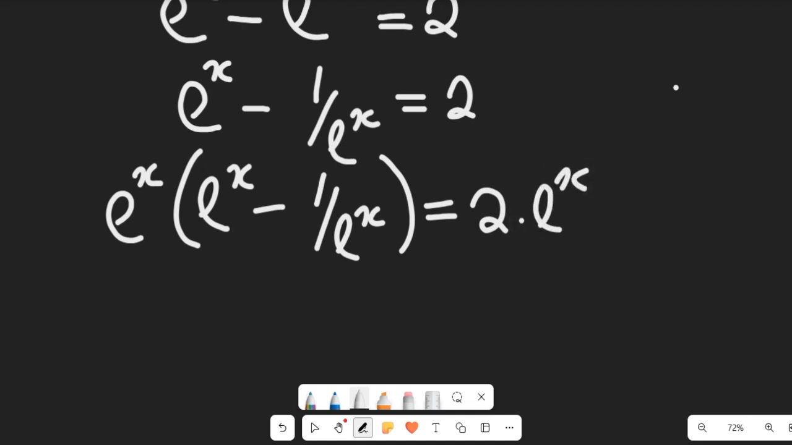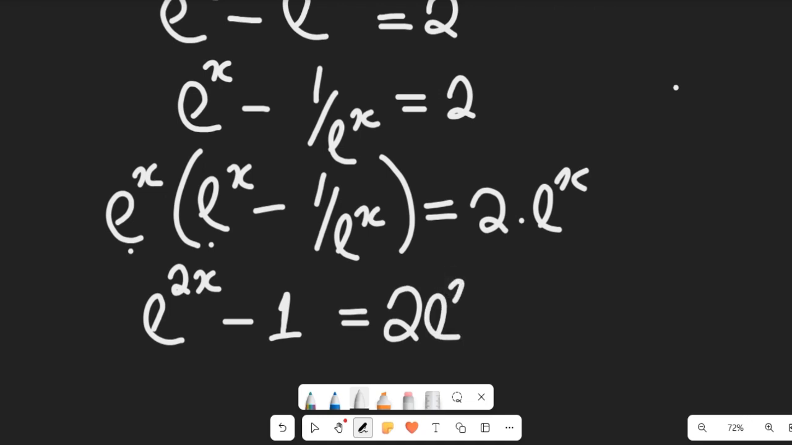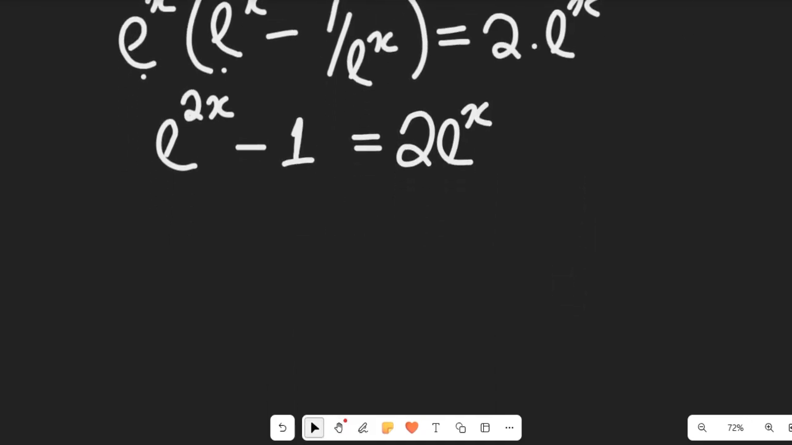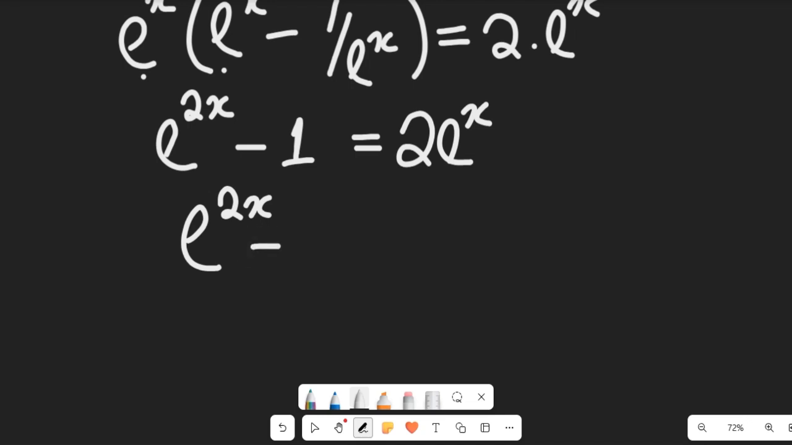Now, if you do this, you're going to have this become the exponent value of 2x, right? Because this multiplied by this will give us this minus, this is simply going to give me 1, right? And this is going to give me 2 exponent value of x. So in the next step, I'm going to simplify by collecting these terms. This is going to give me the exponent value of 2x minus 2 multiplied by the exponent value of x minus 1, and this will be equal to 0.